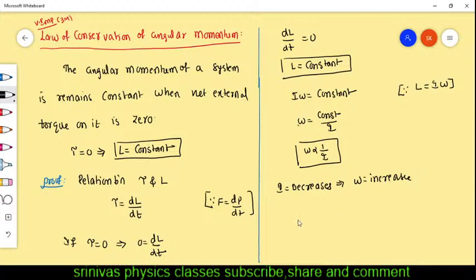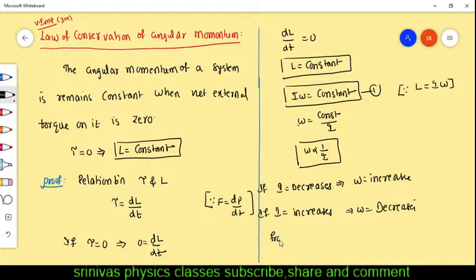Next, if moment of inertia increases, what happens to angular velocity? Angular velocity decreases, right? And from the above equation, we can write I omega is constant. This is considered as equation 1. From equation 1 we can write it like this also: the first time we consider I1 omega 1, the second time I2 omega 2, then we get I1 omega 1 is equal to I2 omega 2, right?